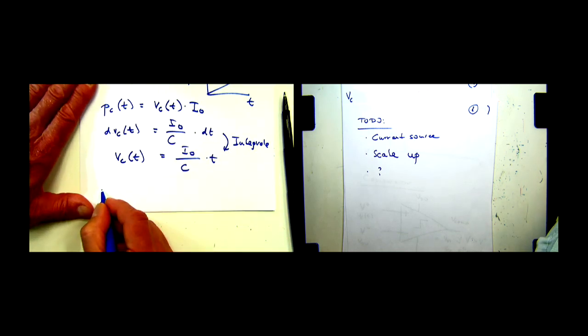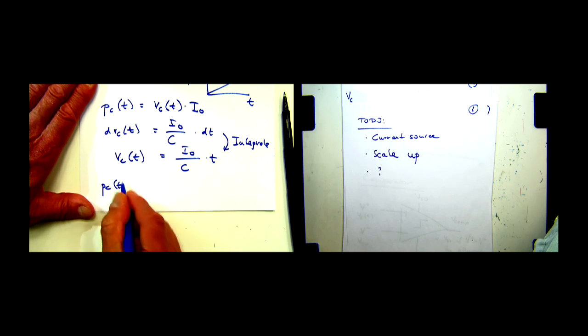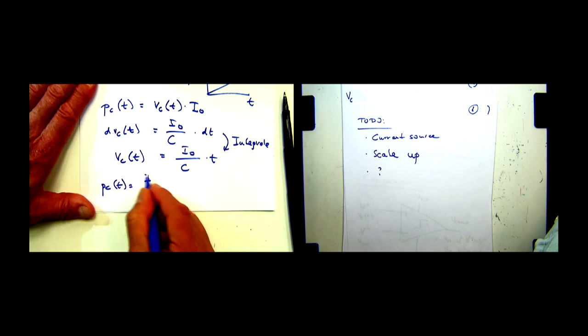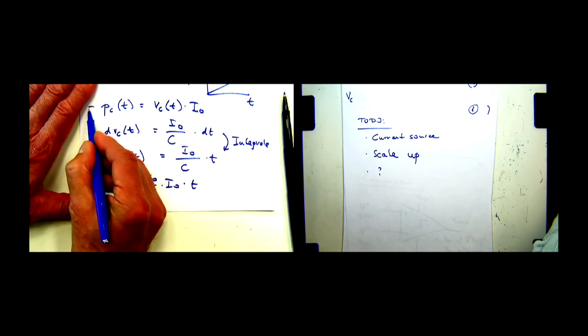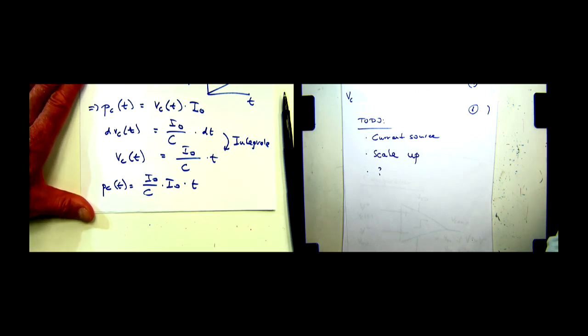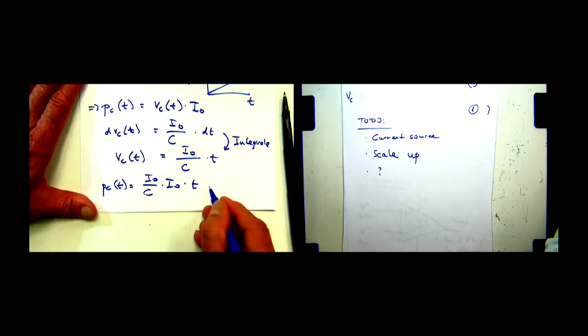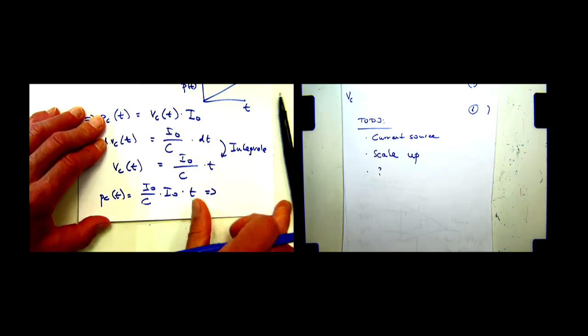And now we can write again Pc of t is equal to I0 over c times I0 times t. I substituted from up here. So now we have this, we have the power. Now let's figure out how much energy goes into the capacitor.